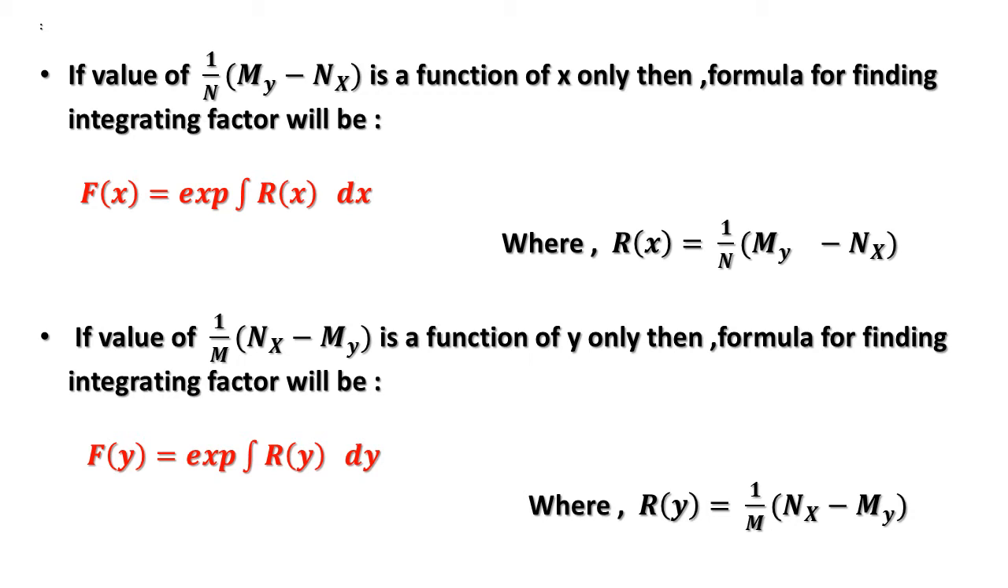Second condition is, if the value of 1 over M into the partial derivative of N with respect to x minus the partial derivative of M with respect to y is a function of y only, then the formula for finding the integrating factor will be.